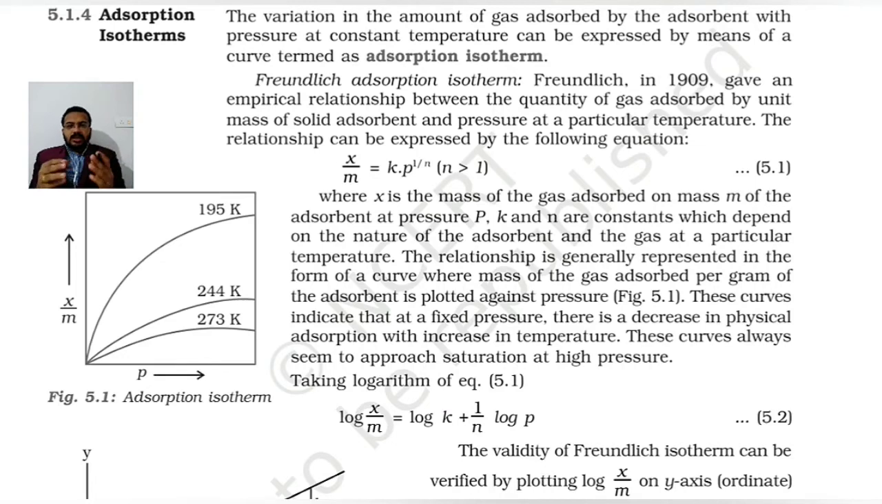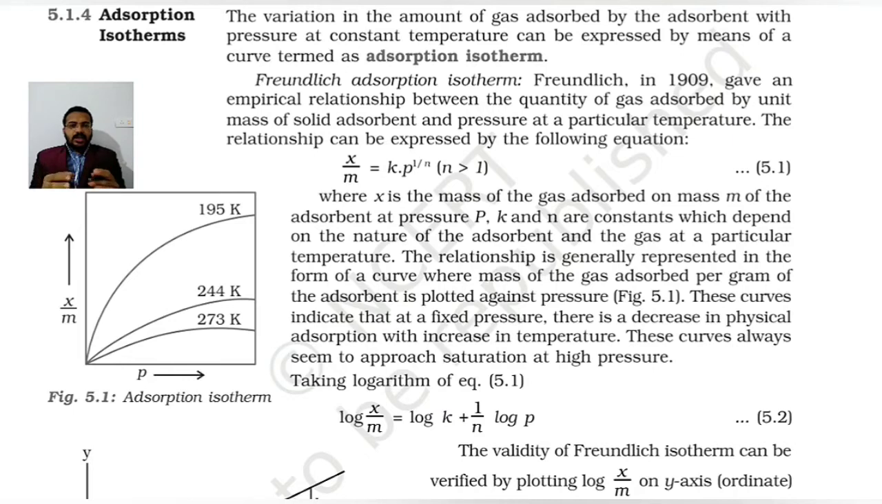The variation in the amount of gas absorbed by the adsorbent with pressure at a constant temperature can be expressed by means of a curve termed as adsorption isotherm. So adsorption isotherm is basically a graph which represents the variation of extent of adsorption with respect to pressure at a constant temperature. The Freundlich adsorption isotherm.